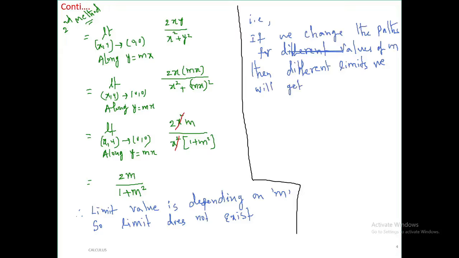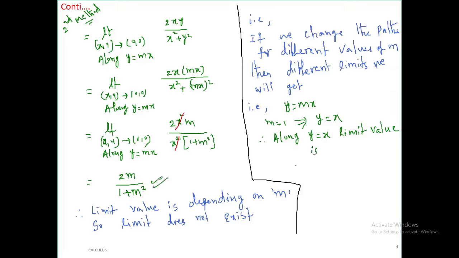Okay, so because of this, y is equal to mx is a collection of paths. In this I am choosing m is equal to 1. M is equal to 1 means I will get y is equal to x. Right? So therefore, along y is equal to x, what is the limit value? That means m is equal to 1 you substitute here. M is equal to 1 means 2 by 1 plus 1 square. Answer is how much? 1 only. That's what I got just now by method number 1.